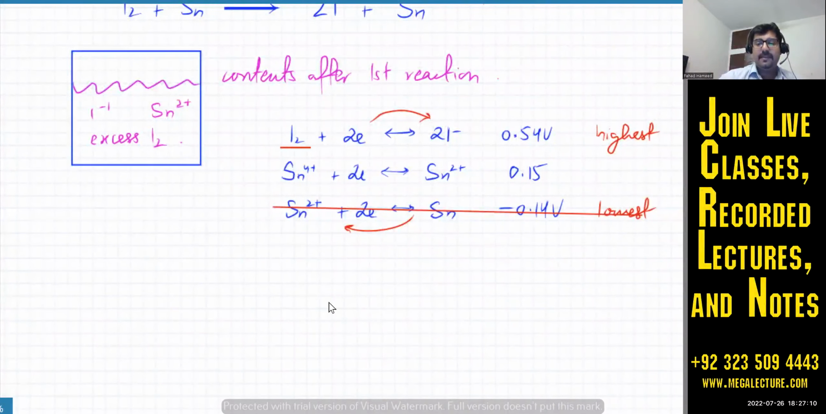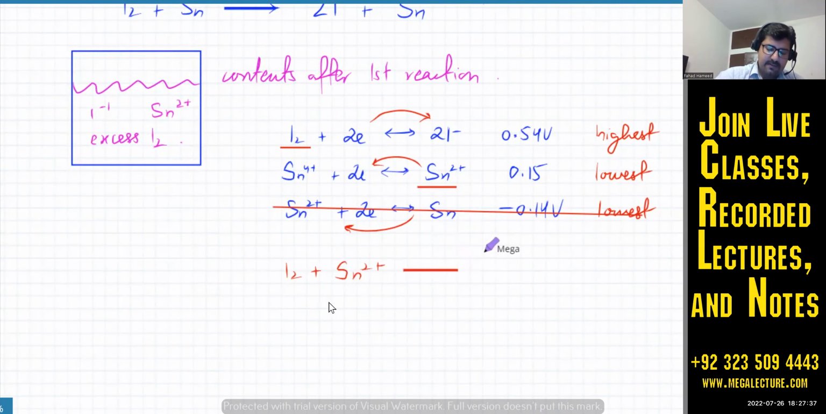Earlier it was there, now it isn't. So out of all of these, which one is the lowest now? This one. So that means the lowest loses electrons, and do I have Sn2+? I do have Sn2+. So that's fine. So I can make the overall equation now, which is going to be add up the reactants. It's going to be iodine plus Sn2+, and add up the products of the two reactions. What is the product of the first? That's 2I-, and the second one you got Sn4+.